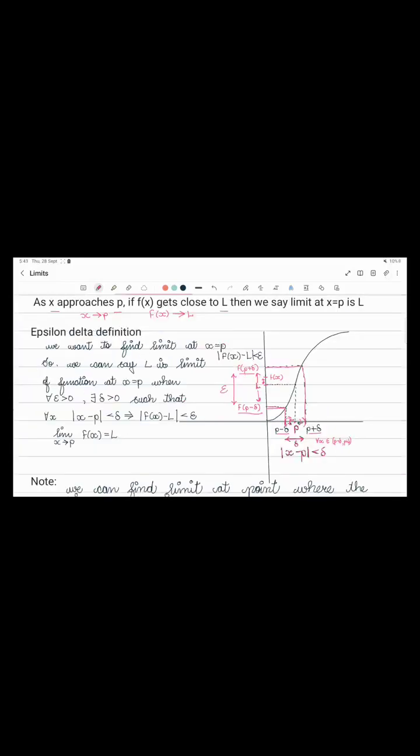Now we come to the actual definition, which says that we can say that L is a limit of the function at x equal to p when for all epsilon greater than 0 there exists delta which is greater than 0 such that mod of x minus p less than delta implies mod of f of x minus L is less than epsilon, which simply means that as we decrease the delta neighborhood of p, the epsilon neighborhood, which is this, will get smaller and smaller and get closer and closer to L. So we are decreasing the value of delta, and if we decrease the value of delta, the epsilon's value should also decrease.